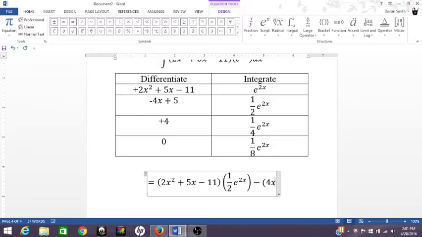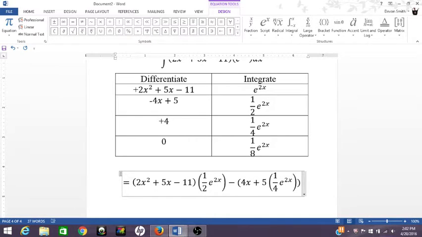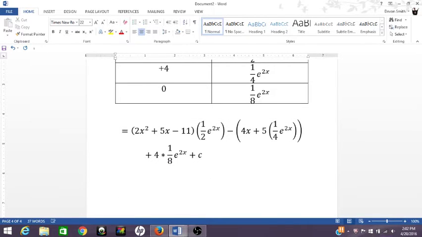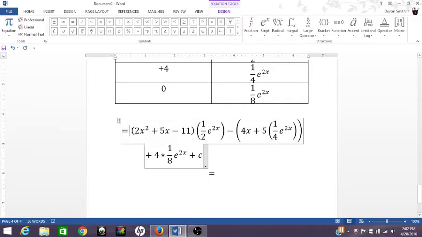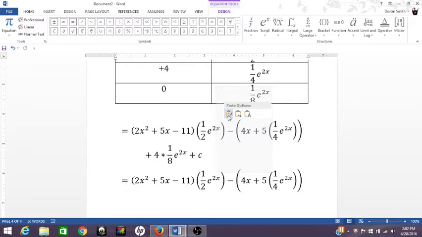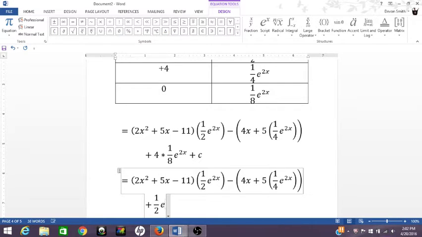Minus, plus, no, 4, not 1, times 1/8. Which, of course, you can multiply this one through. 4 divided by 8, which is 1/2. And there you have it.